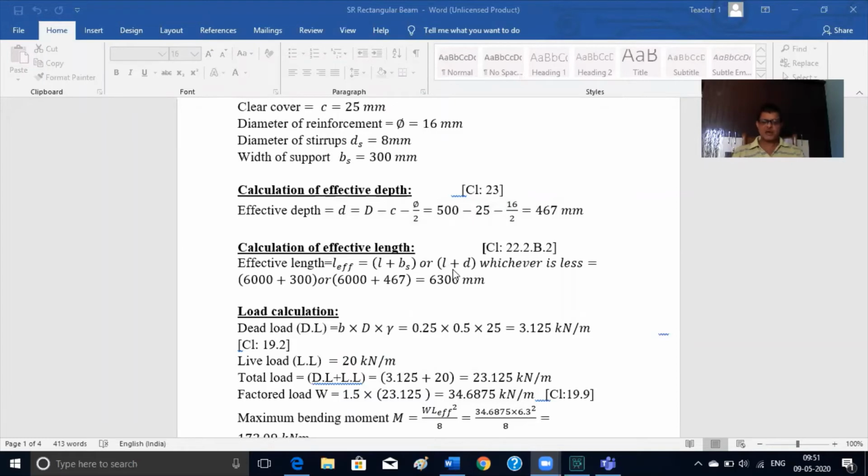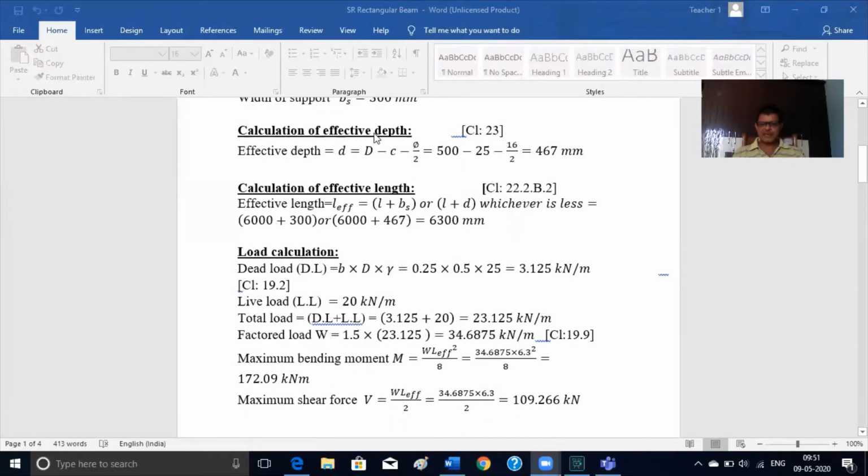Now we have calculated the effective depth first, then calculate effective span. Clause number 22.2.b.2. We have seen page 34, and this is given on page 36 perhaps. You see clause 23 and clause 22. Find out effective depth and effective span. Effective length is equal to clear span plus width of support, because both sides' widths are the same, or clear span plus the effective depth, whichever is less. So it comes out to 6,300 millimeter or 6.3 meter.